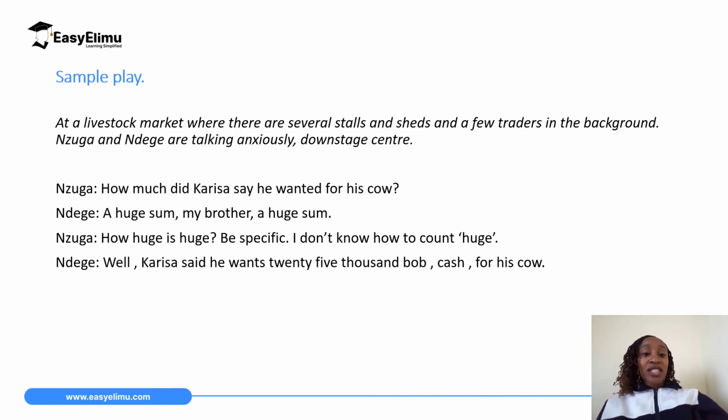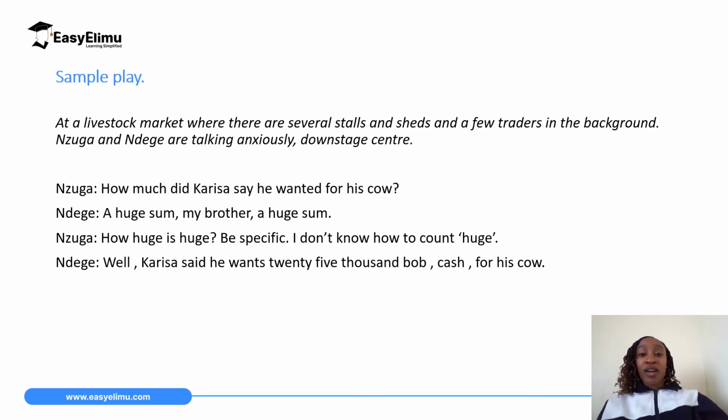So these stage directions have helped us know the setting. Where is this scene happening? Who are the characters in this scene? That is what we call stage directions, and they're always important in any play as they give further or hidden information. Let us now go to the play.